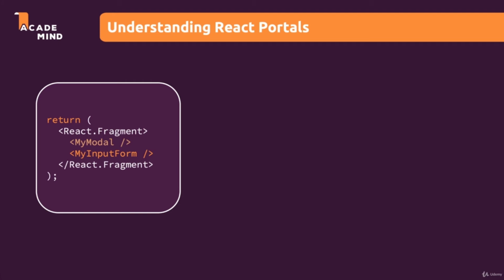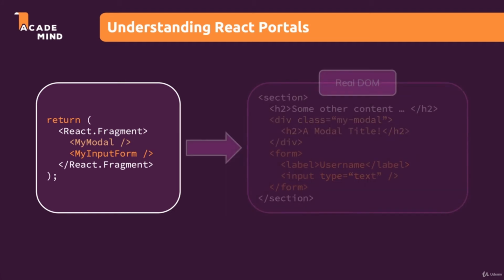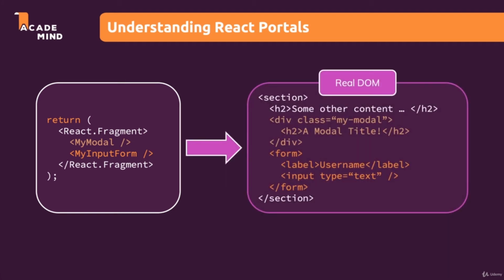And the actual content that ends up in the real DOM might look something like this. We might have a section and an h2 tag coming from some other components, because the code on the left is just one of many components in our application, let's say. And then we have that brown content, which is actually the modal, which is being rendered to the DOM in the end by React, and the orange part is our form.